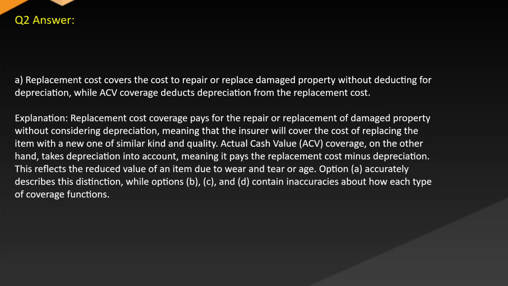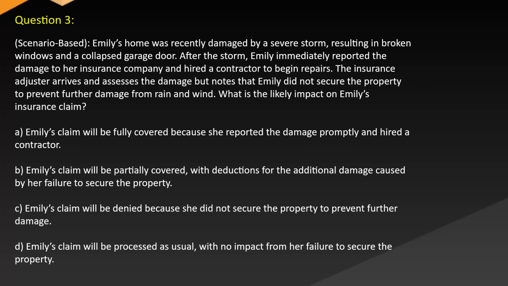Option A accurately describes this distinction, while options B, C, and D contain inaccuracies about how each type of coverage functions. Question 3, scenario-based. Emily's home was recently damaged by a severe storm, resulting in broken windows and a collapsed garage door. After the storm, Emily immediately reported the damage to her insurance company and hired a contractor to begin repairs. The insurance adjuster arrives and assesses the damage, but notes that Emily did not secure the property to prevent further damage from rain and wind. What is the likely impact on Emily's insurance claim?